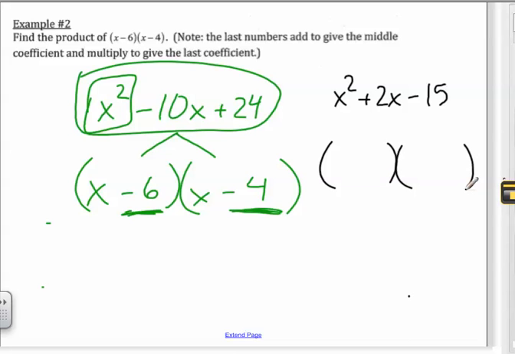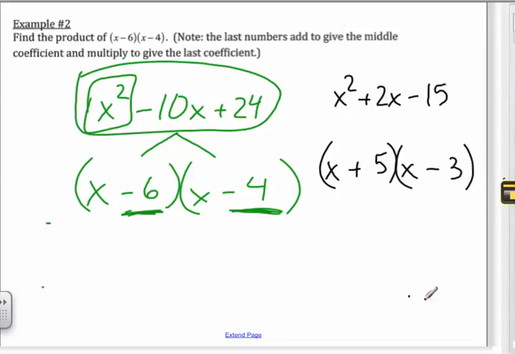No, no decimals. No. X and x. You tell me. Ben says plus. You want this to be plus 5? Okay. Minus 3. Beautiful.